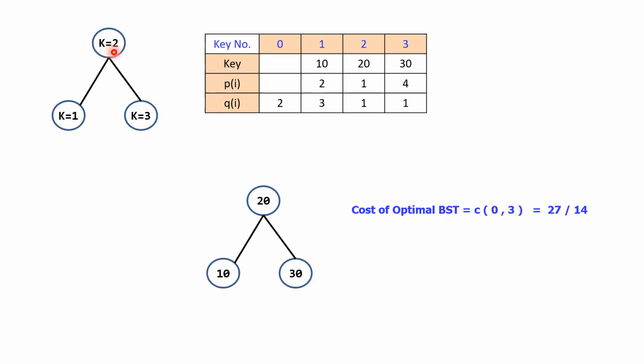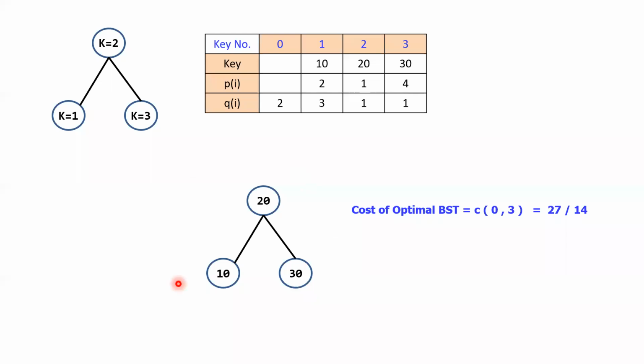Because here we have written k equal to 2, k equal to 1, and so on. These are key numbers. 1, 2, 3 are key numbers. So here I have given numbers to the keys 1, 2, 3. According to this table, I'm going to replace key number 2. Key number 2 is 20, so I'll write 20 here. Key number 1, key number 3: 10 and 30. So this is your final optimal BST that you have constructed using dynamic programming.